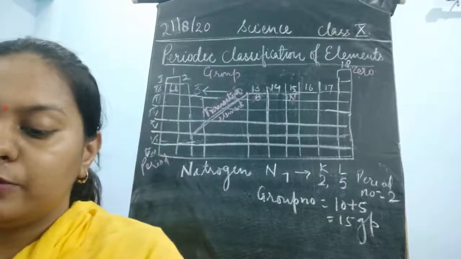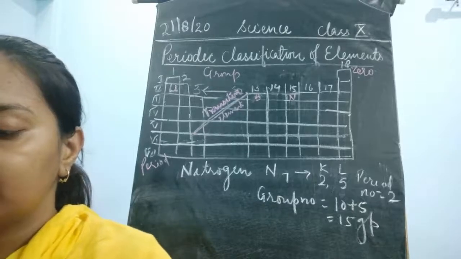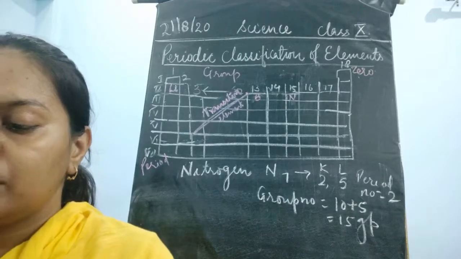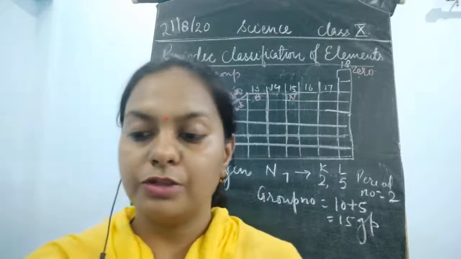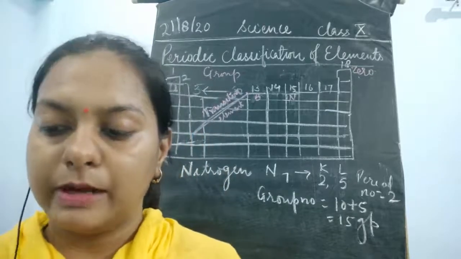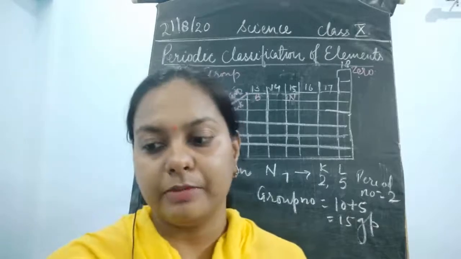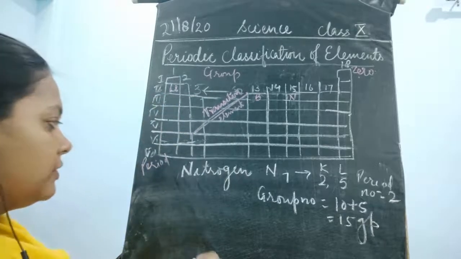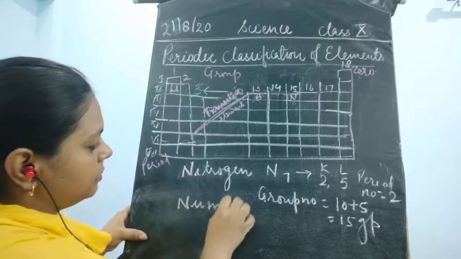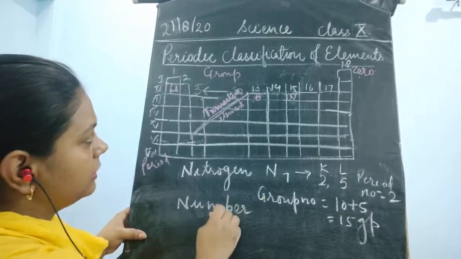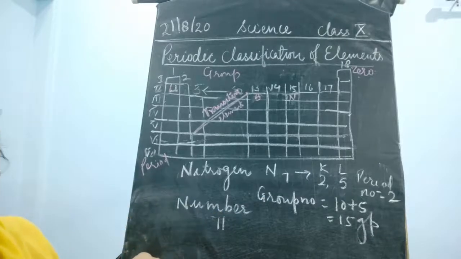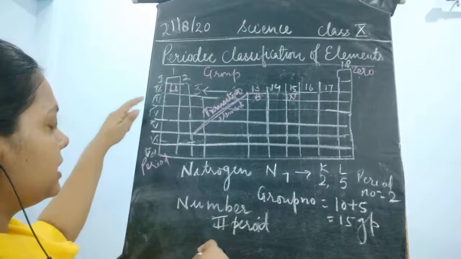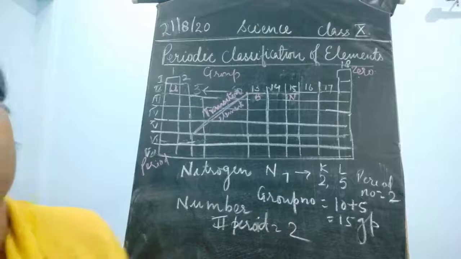Now the next question we would solve is in the form of a numerical part, and that is: which outermost shells are present if the element belongs to the second period? If the element belongs to the second period, how many shells might be there? It will have 2 shells in it.